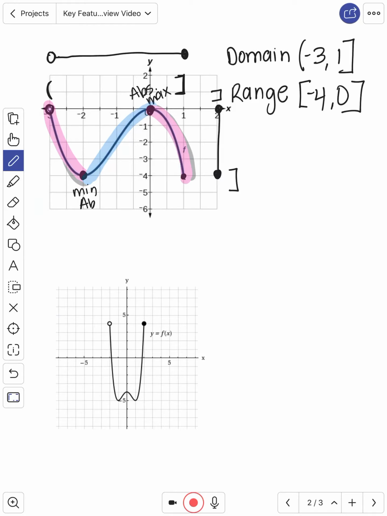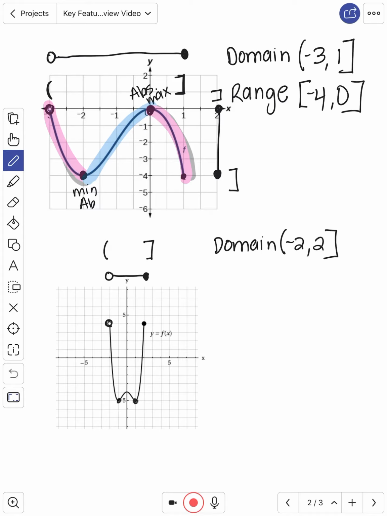So we're talking about my domain again, so from left to right. So I have this open circle. There's nothing that can fill it in. So I have an open circle, which means I have a parentheses, and it goes to the value over here with a closed circle, so that's the bracket. So my domain is going to be from -2 to +2, parentheses, bracket.